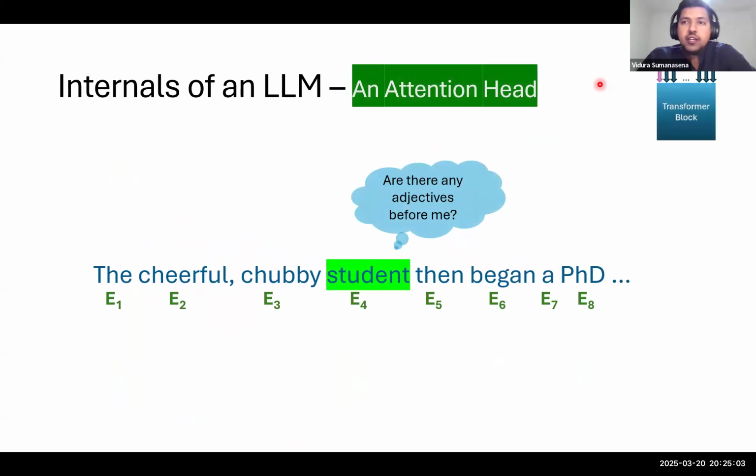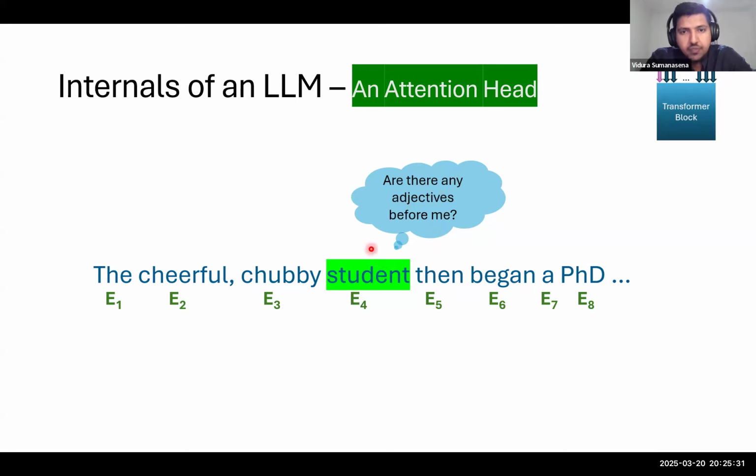All right. So let's look at what happens in one of the attention heads. We learned that a transformer block has multiple attention heads. First we will look at one attention head and try to understand what it does, then focus on the other attention heads and how everything comes together.